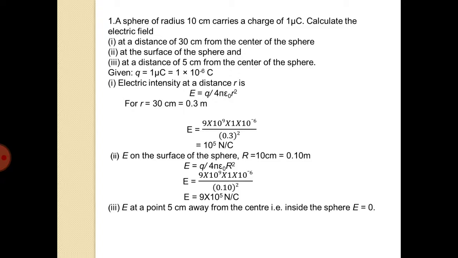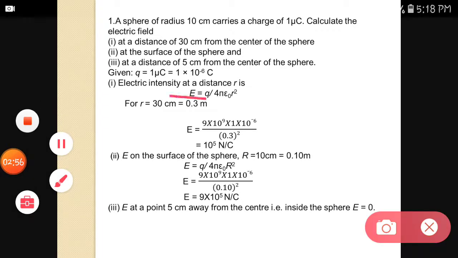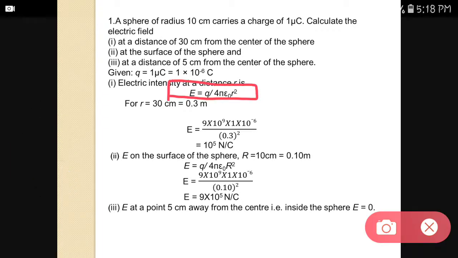Electric field intensity we are going to find out at a distance of 30 centimeter from the center. So here is the formula: E is equal to (1 by 4 pi epsilon 0) Q upon R square. Now the distance is given, which is 30 centimeter. So we write R is equal to 30 centimeter. By converting into meter, we get 0.3 meter.